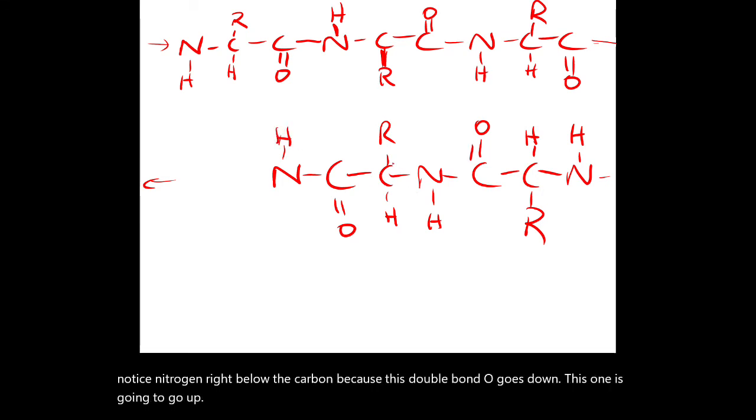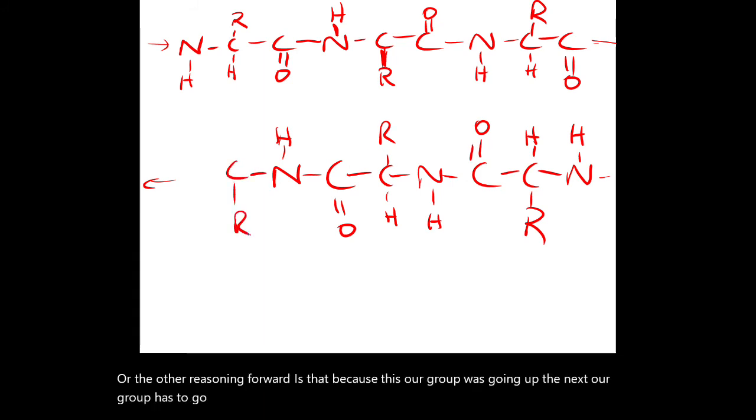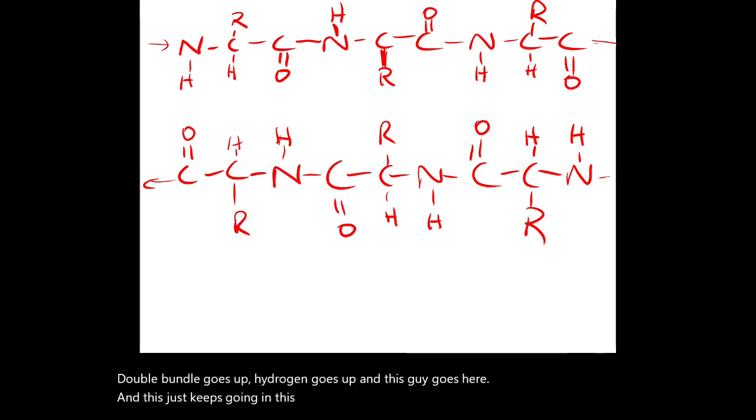The other reasoning for it is that because this R group was going up, the next R group has to go down. Okay, well, if that R group goes down, then the other guys have to go up. Double bond O goes up, hydrogen goes up, and this guy goes here. And this just keeps going in this direction. It just keeps going basically for many amino acids.